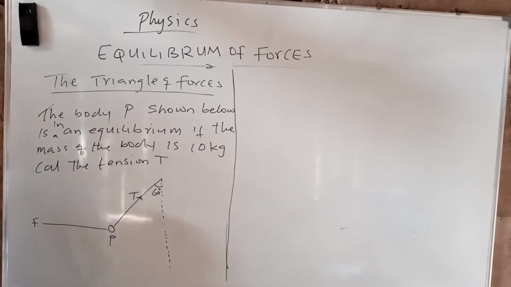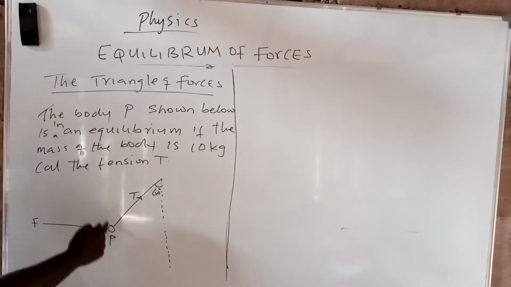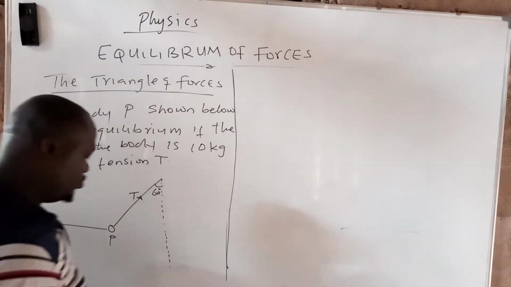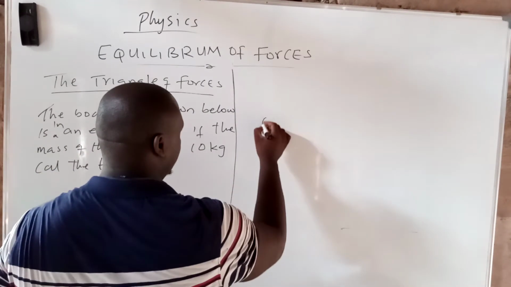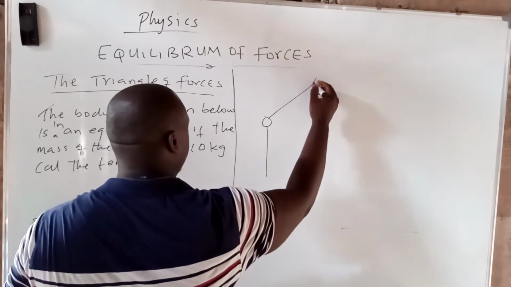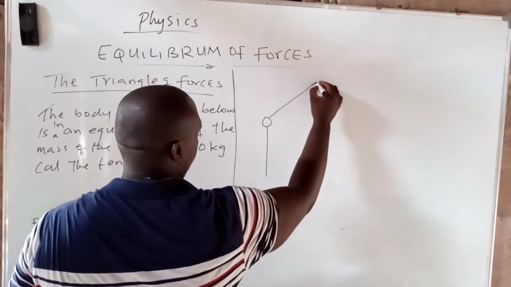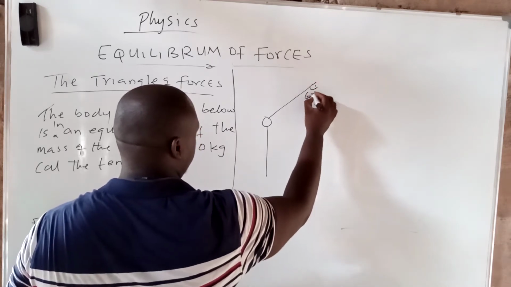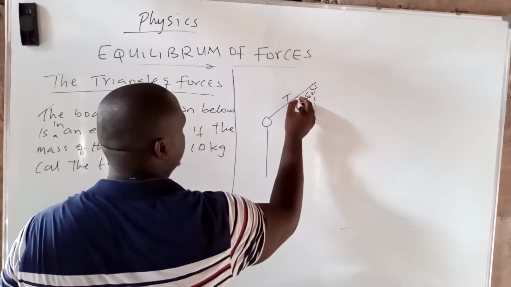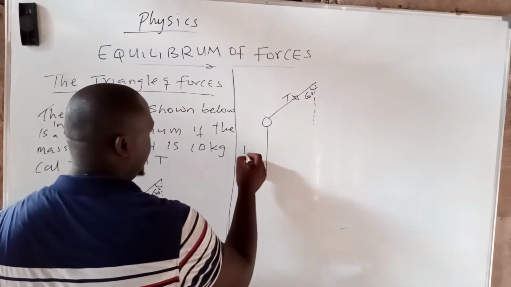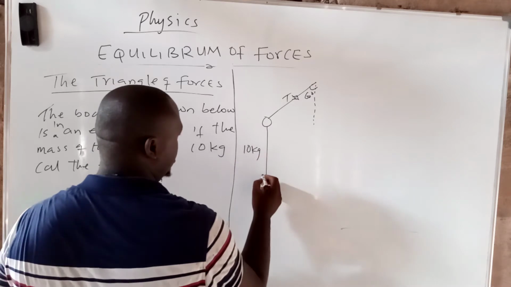Now at P we have a mass. At P we have a mass which is 10. If I redraw this right now, you should have something like this. This is my point P, and I have something like this. Then it makes an angle. Here is 60 degrees. Here is T. Now remember, here is 10 kg and this is P.